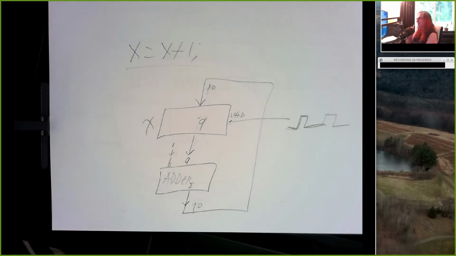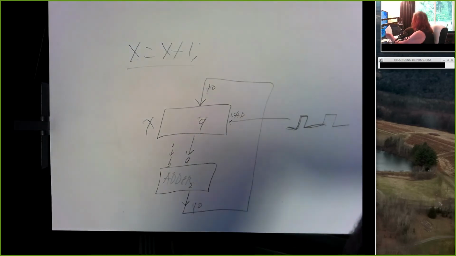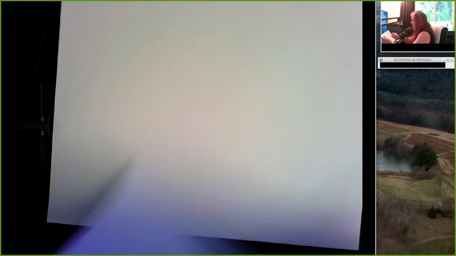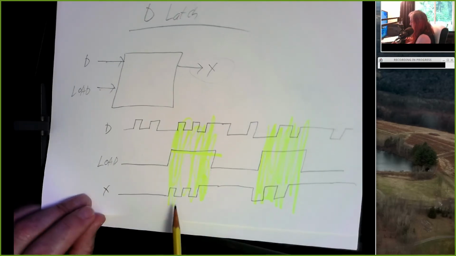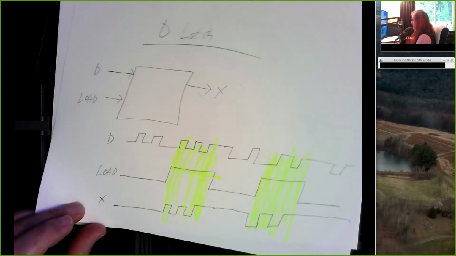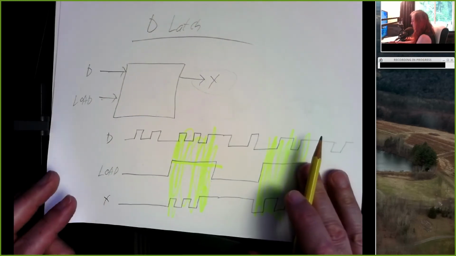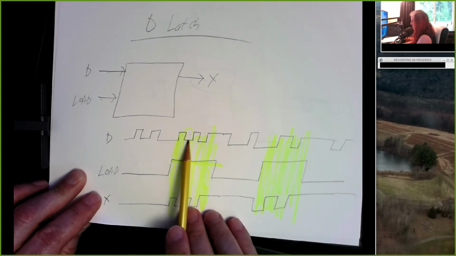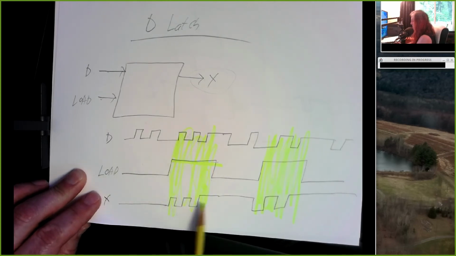But there's a problem here. The problem is, as long as the load line is high, the output follows the input. If this load line is at a logic 1, whatever the input D is doing, that's what our output is doing.